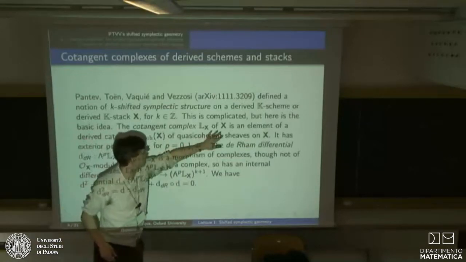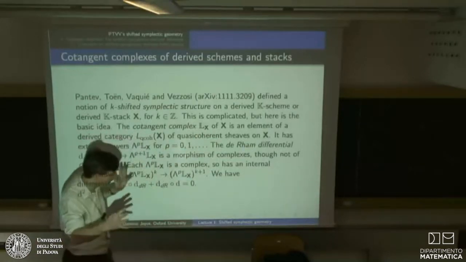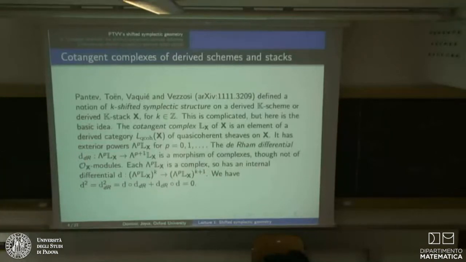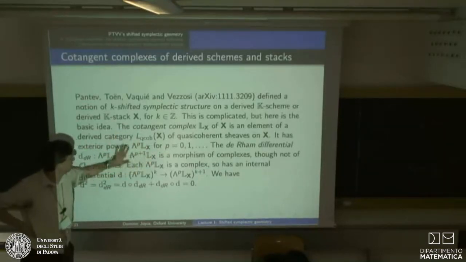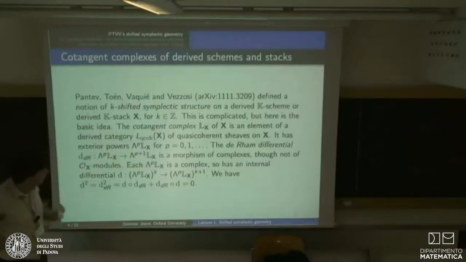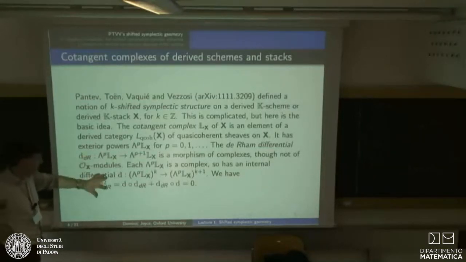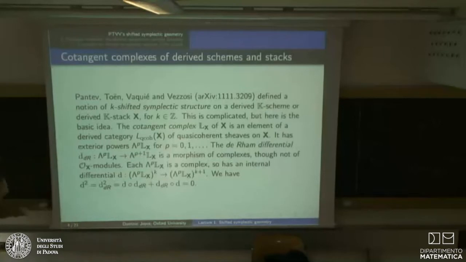And for the kind of stacks we're considering, this will always be a perfect complex. So it can be built out of vector bundles in some fixed range of degrees. So this is an element of the derived category of quasi-coherent sheaves on X. You can take its exterior powers, L^p of L_X, which are kind of complexes of p-forms. So we have a de Rham differential, d_dR, going from the complex of p-forms into the complex of p+1 forms. So this is a morphism of complexes, although not a morphism of O_X modules, because it's not O_X linear, it satisfies the Leibniz relation.